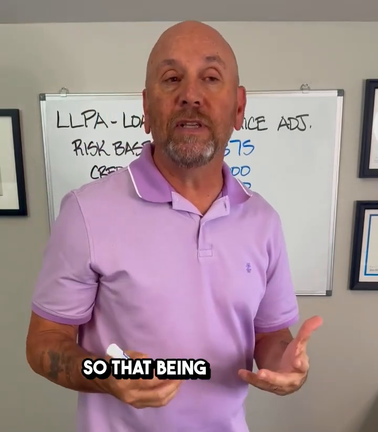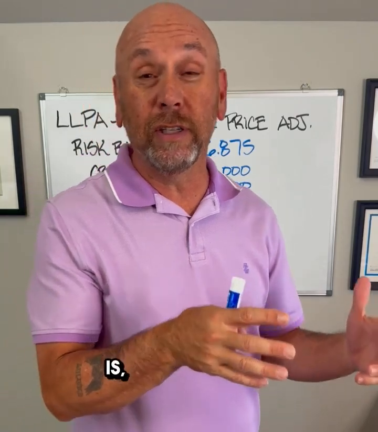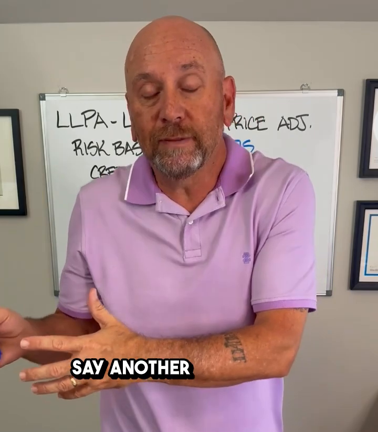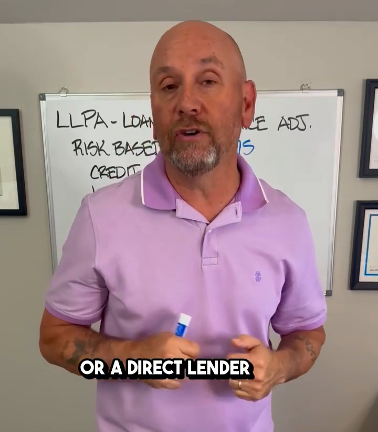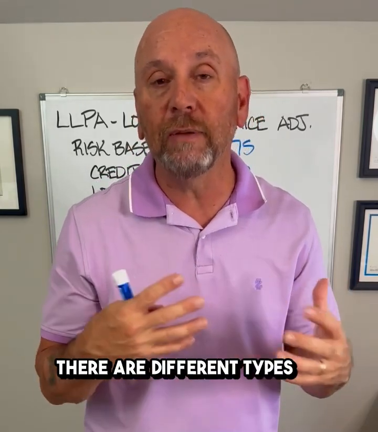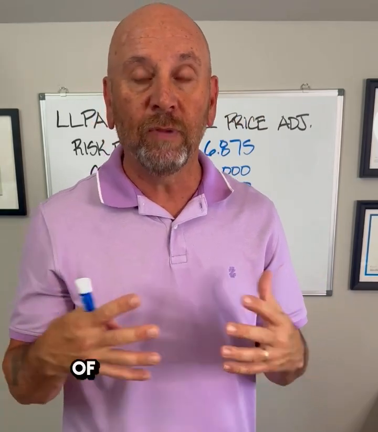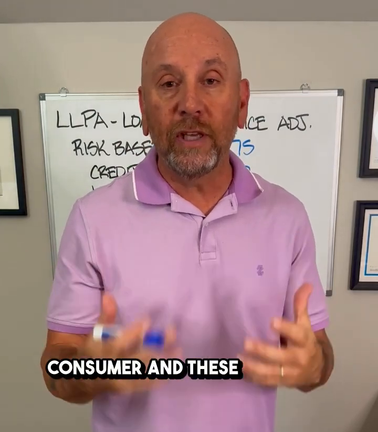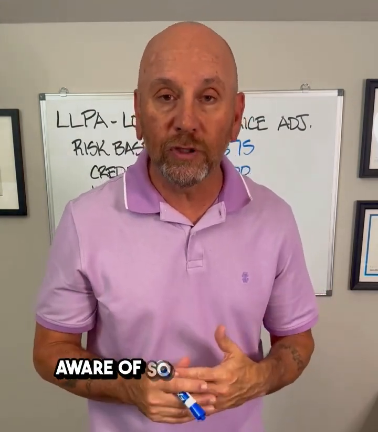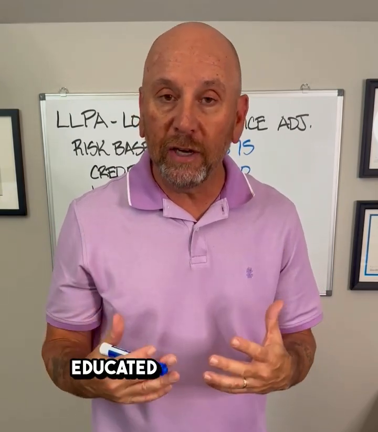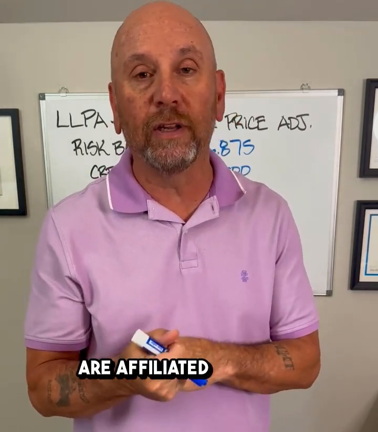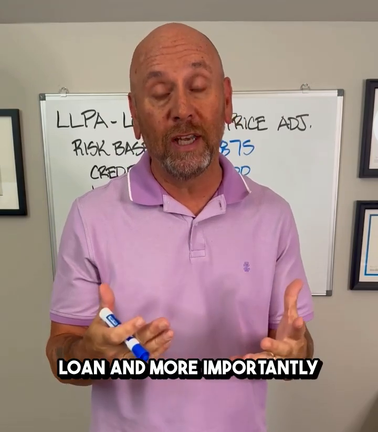So that being said, you may see that one lender's rates are a little bit higher or lower than say another lender or a credit union or a bank or a direct lender or a broker. There are different types of LLPAs for different types of financial institutions that lend mortgages to consumers. And these are some things that you need to be aware of so that you can be educated on exactly not only what type of loan you're doing, but the costs that are affiliated with that loan. And more importantly, the interest rate.